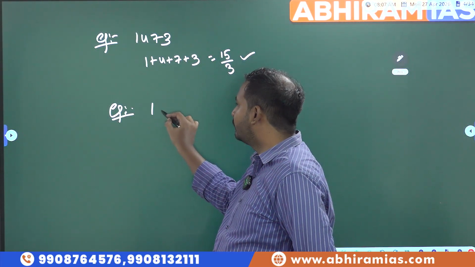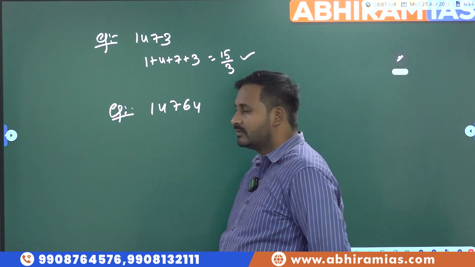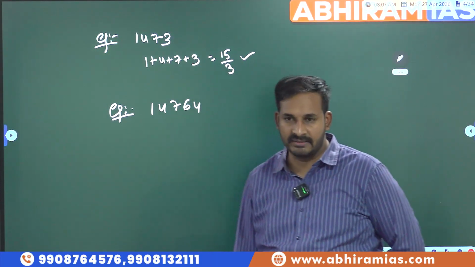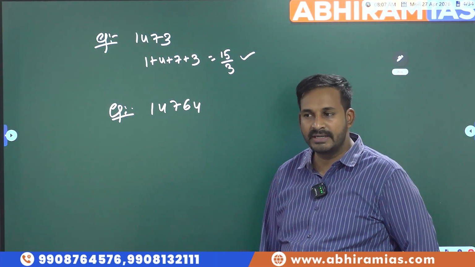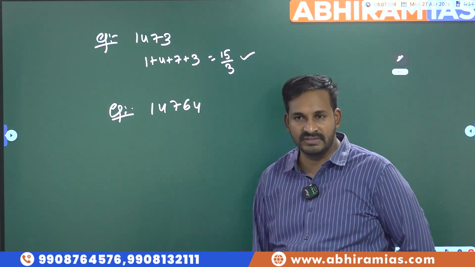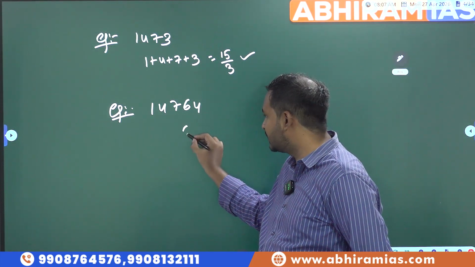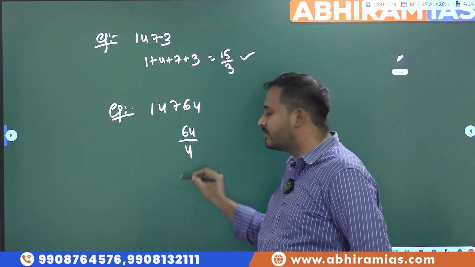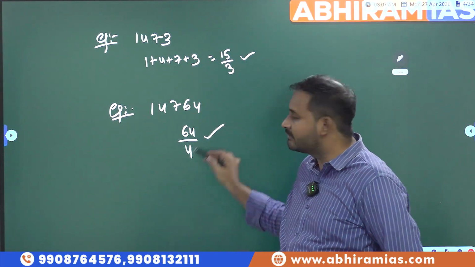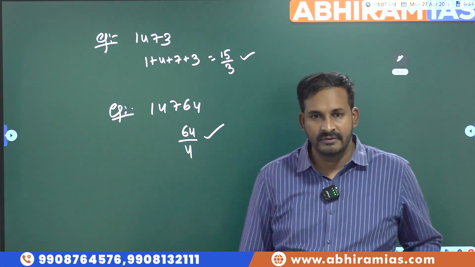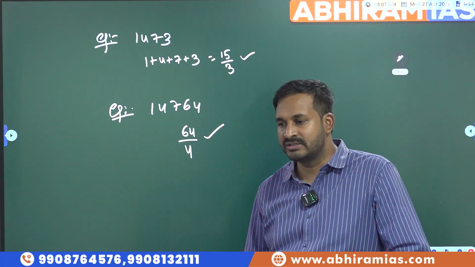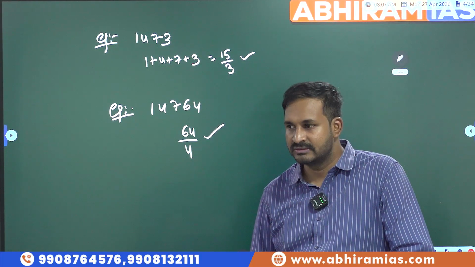Example: 14764. We will not bother about the complete number. We only concentrate on the number formed by the last 2 digits, that is 64. Is 64 divisible by 4? Yes. Then the given number is also divisible by 4.